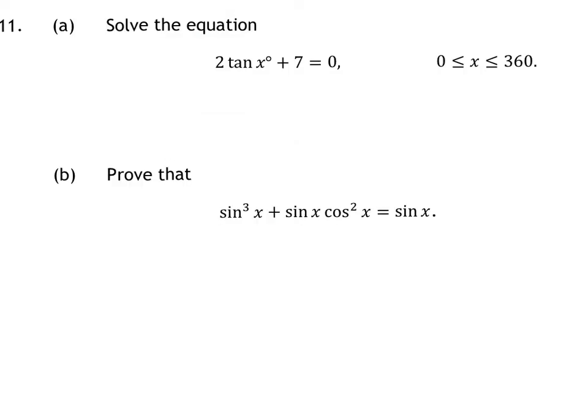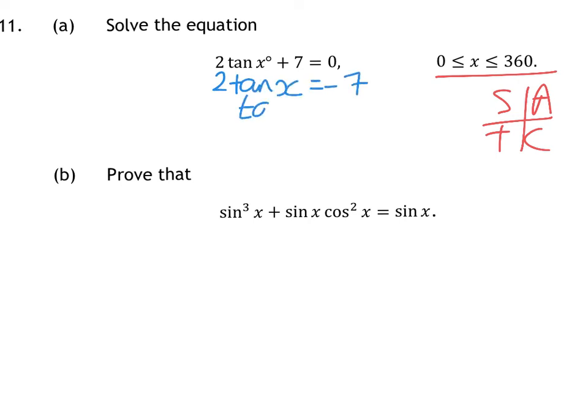Okay, question 11. This is one of your all sine tan cos ones, the one where we use this table. So first thing you have to do is change the subject, so you've got tan x on its own. So you have 2 tan x, move the 7 over, is minus 7, divide by 2, so tan x is minus 7 over 2. Because tan is negative, we don't use all in tan, we're going to use the opposite too, we're going to use sine and cos.